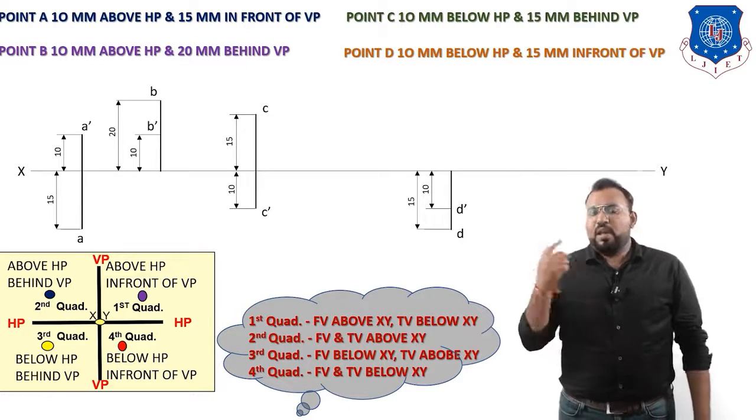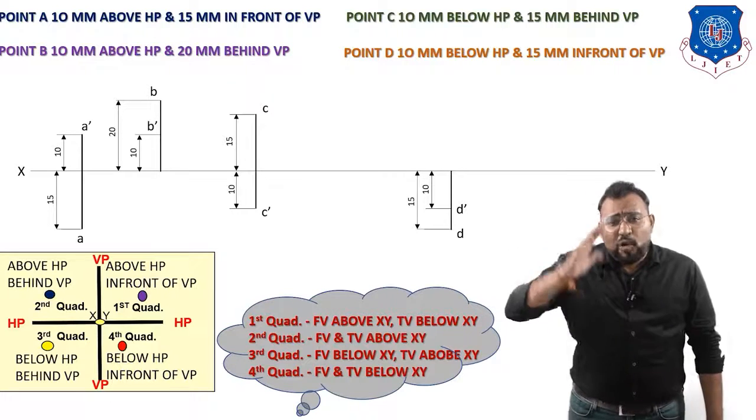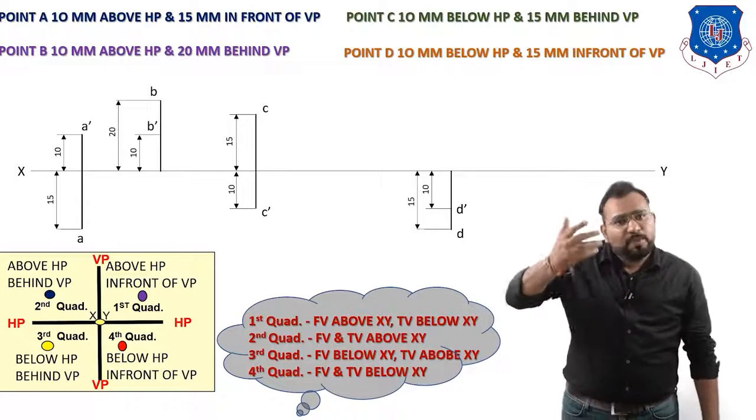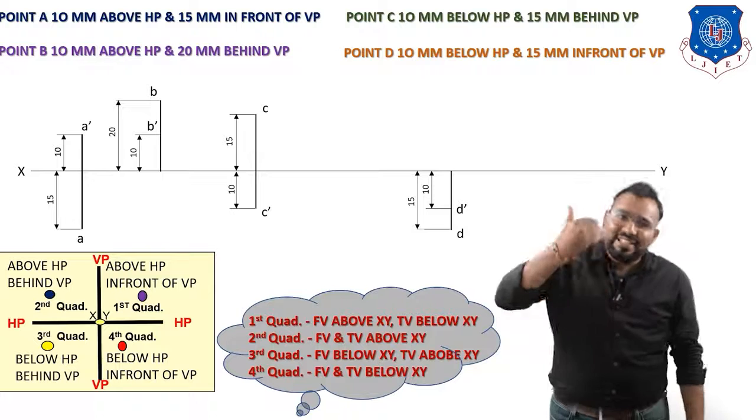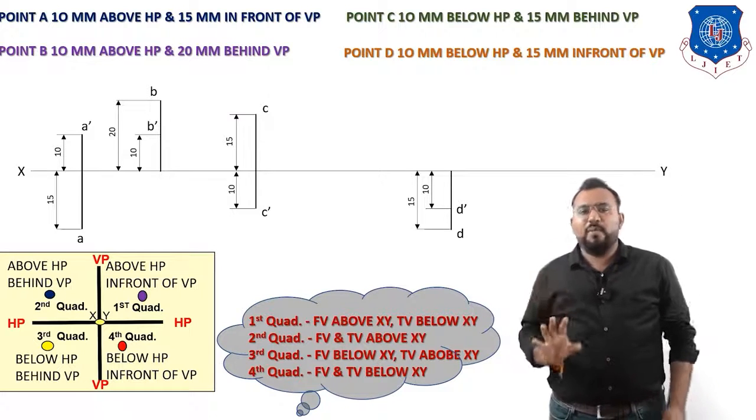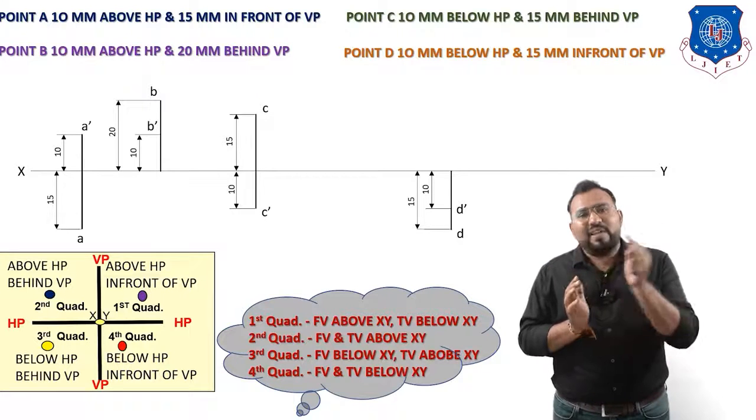Third thing, you have to remember whenever he talks about above HP, below HP, that means he is talking about the front view. Front view is defined by above HP, below HP. When he talks about behind VP, in front of VP, that means he is talking about the top view. So top view is defined by behind VP, in front of VP. So always remember this. And by using this, you can easily solve any example.